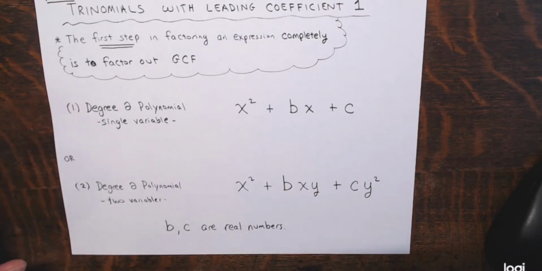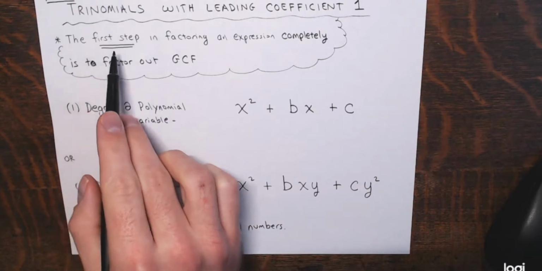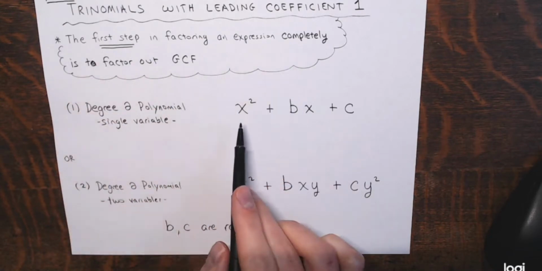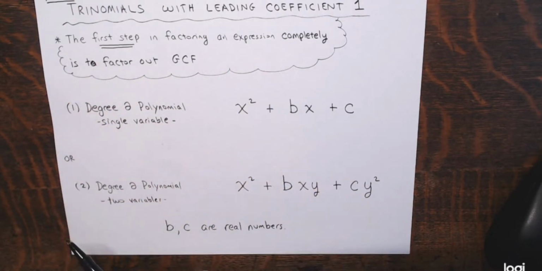Okay, so how we're going to factor these is the following. Well, first, if there's any greatest common factor to all 3 terms, you pull that out. But for most of these problems, that's probably not going to be the case.